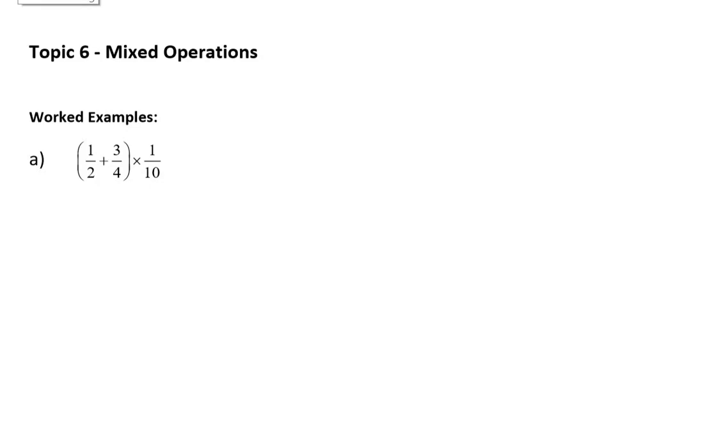Grade 8s, we're nearing the end of fractions, and so finally we're going to throw everything together in this topic, which is mixed operations. Basically, mixed operations comes down to the idea of order of work. What do you do first?